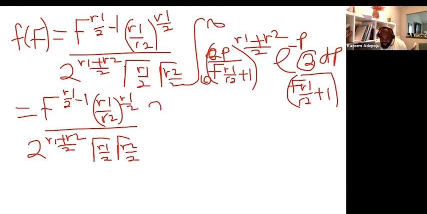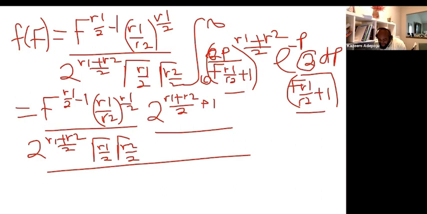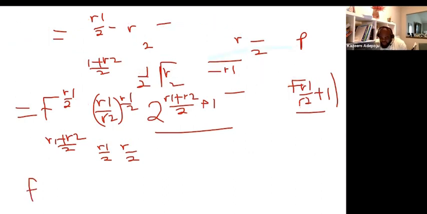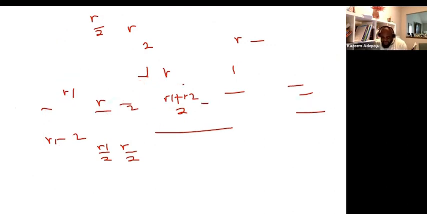So if I write 2 raised to the power r1 plus r2 over 2, there's going to be plus 1, and down here this guy and this guy. By the time you simplify and use the gamma function, without wasting time, because I have 2 more minutes, I'm just going to write the final result. Let me clean up. You're going to see the final result now.